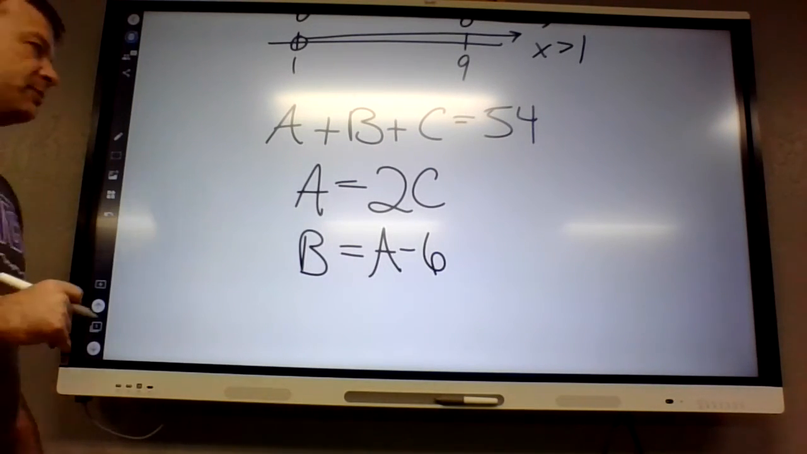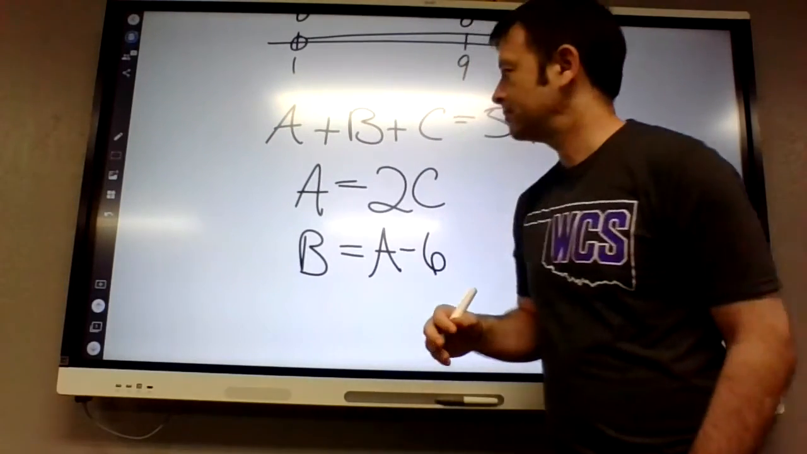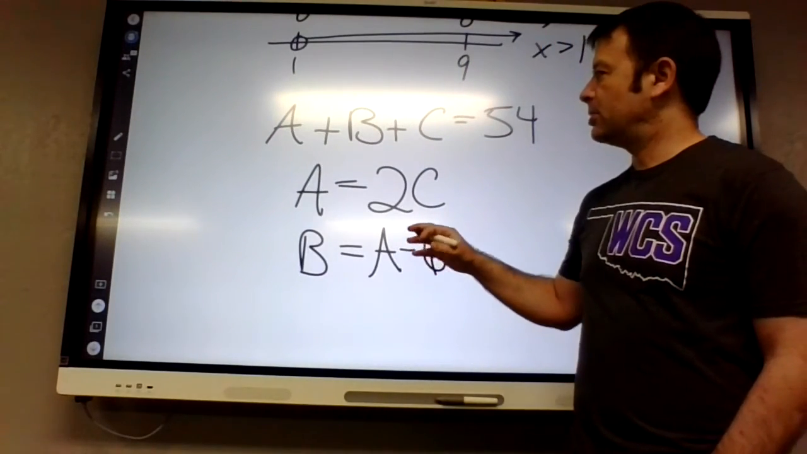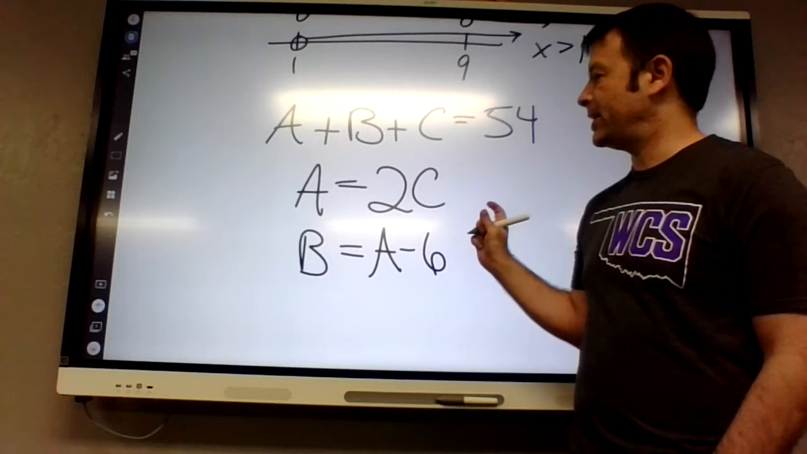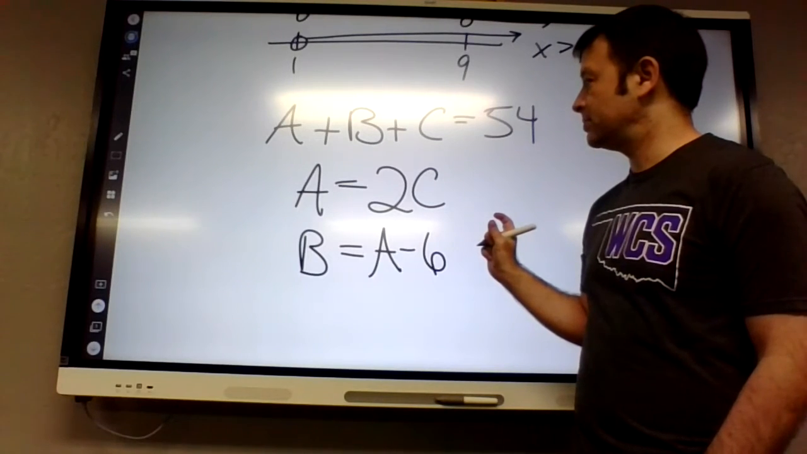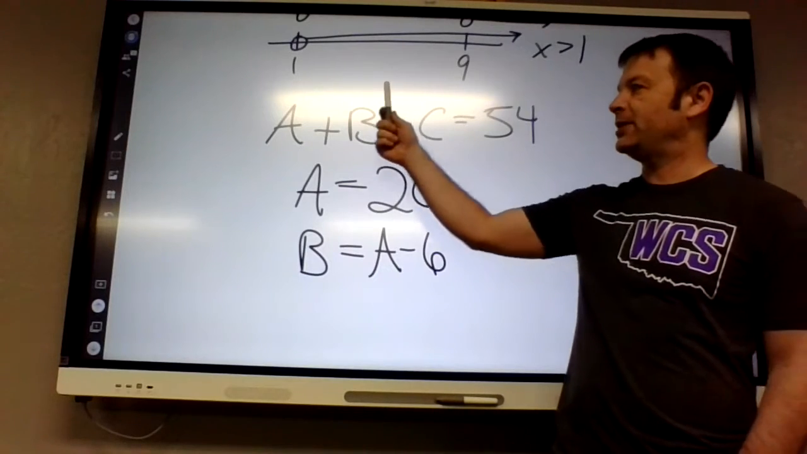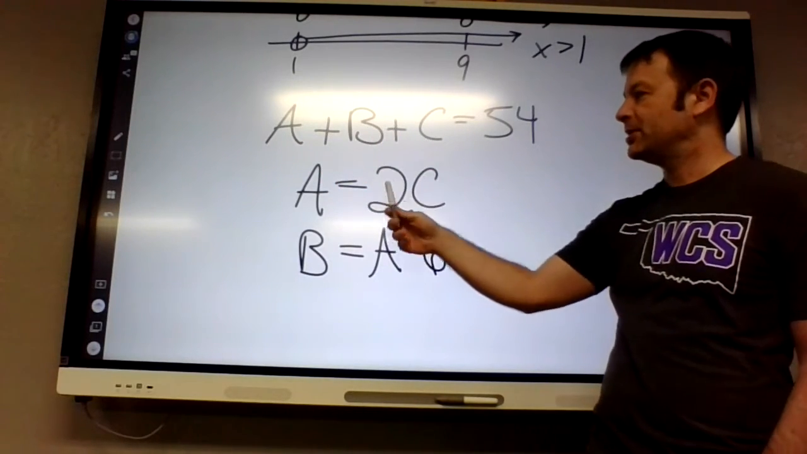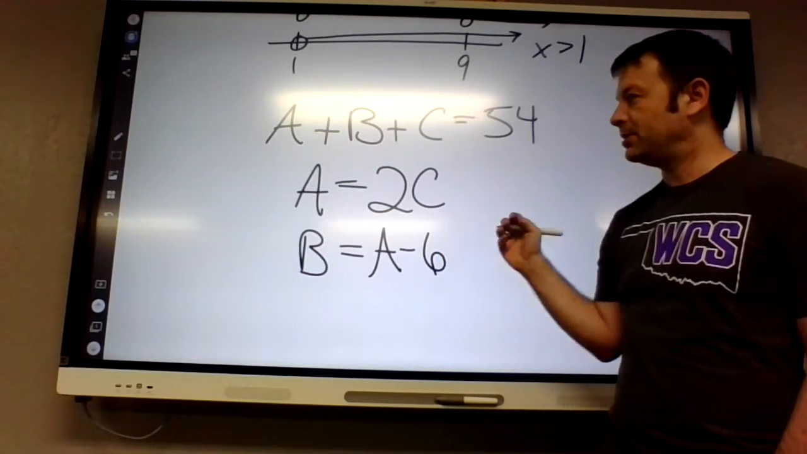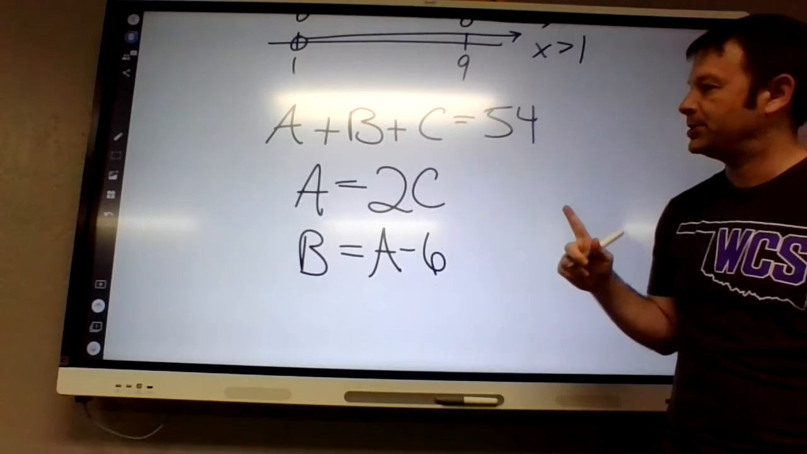Okay, we got a little bit of a problem here. We want an equation that only has one variable. I can't solve a 3-variable equation because if A is something, B could be something else. Can't solve a 2-variable equation. You need a 1-variable equation.